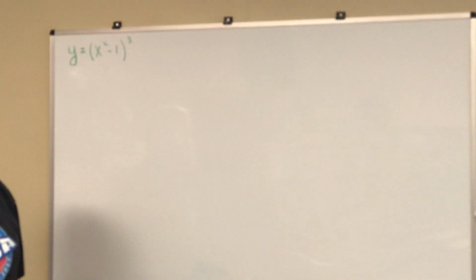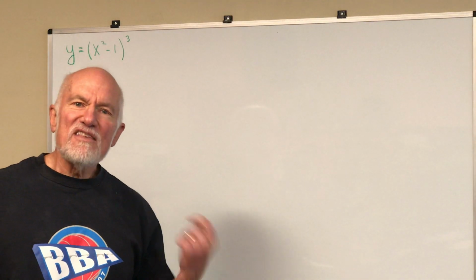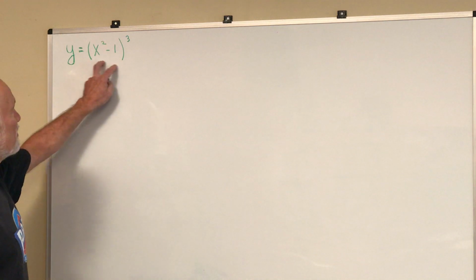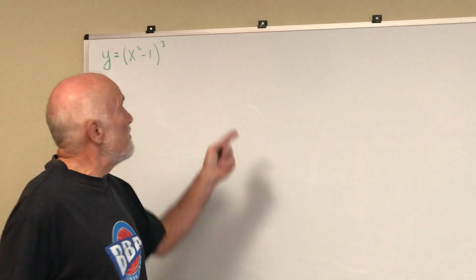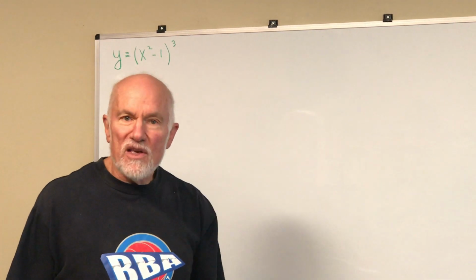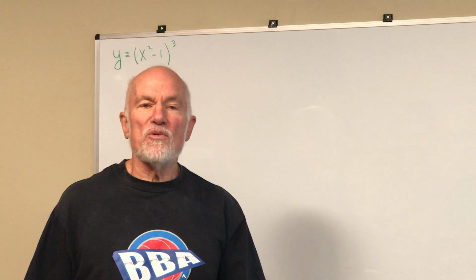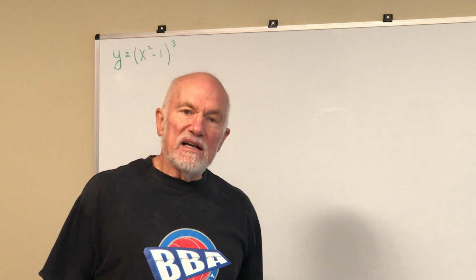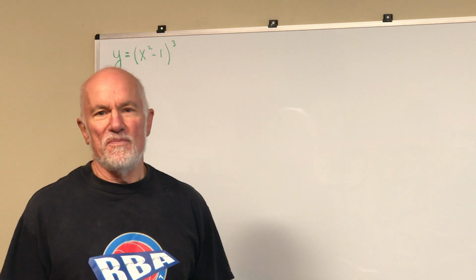Not a real complicated function, but is it one that we would know how to do? Well, not as it's written. We've never learned a formula for this, but if I were to cube it out, if I were to multiply x squared minus 1 times x squared minus 1, get a polynomial and multiply that times x squared minus 1, then we could actually do it. And it wouldn't even be that terrible.